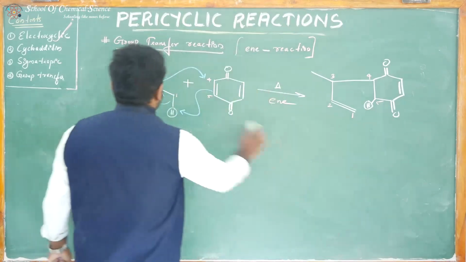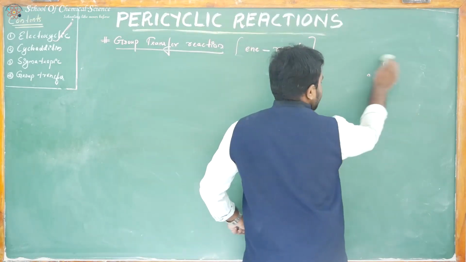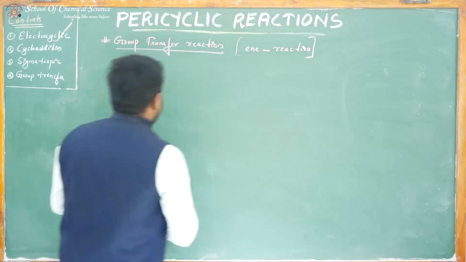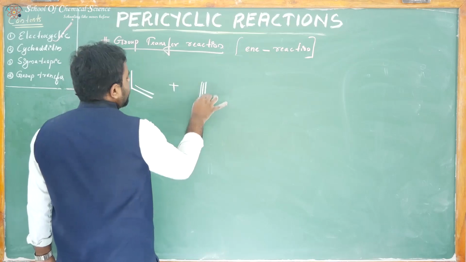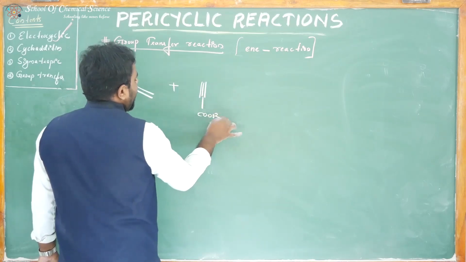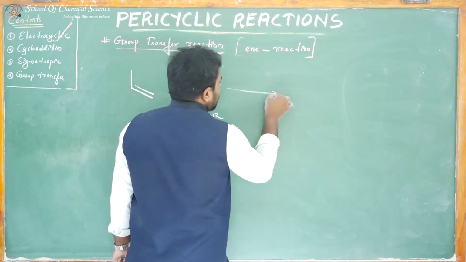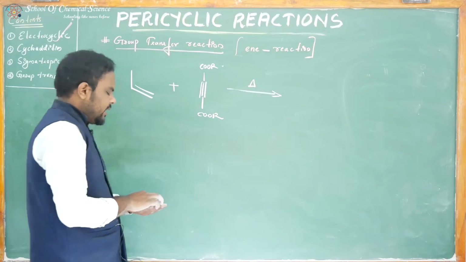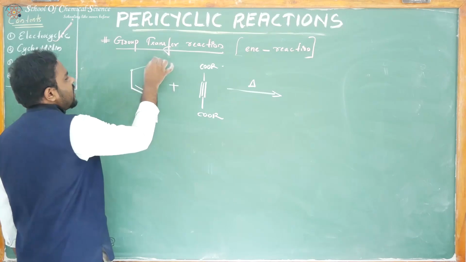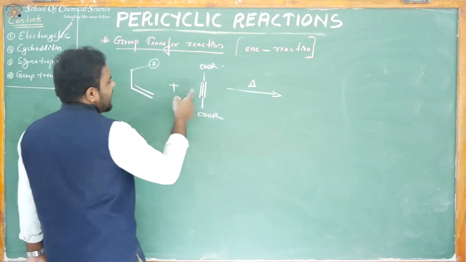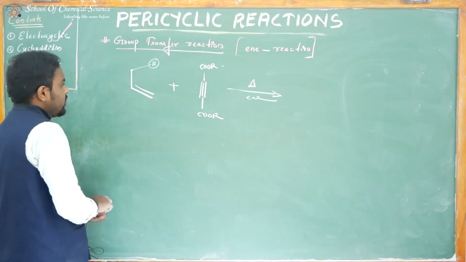Then one more example. Example 5. Plus an enophile, COOR, under thermal condition. What will be the reaction? 1, 2, 3, an allylic carbon is present, and that allylic carbon contains a hydrogen also. So allylic system plus enophile, an ene reaction.